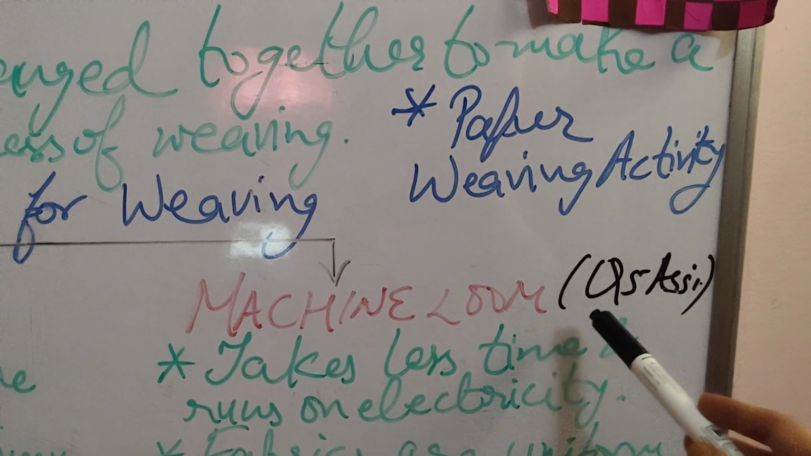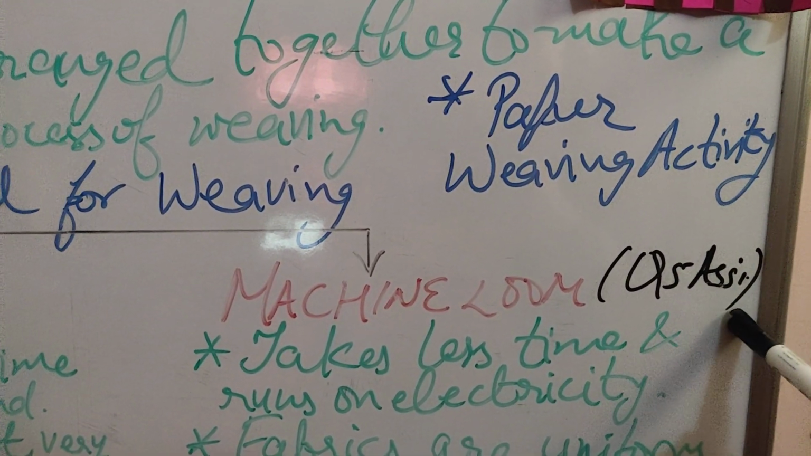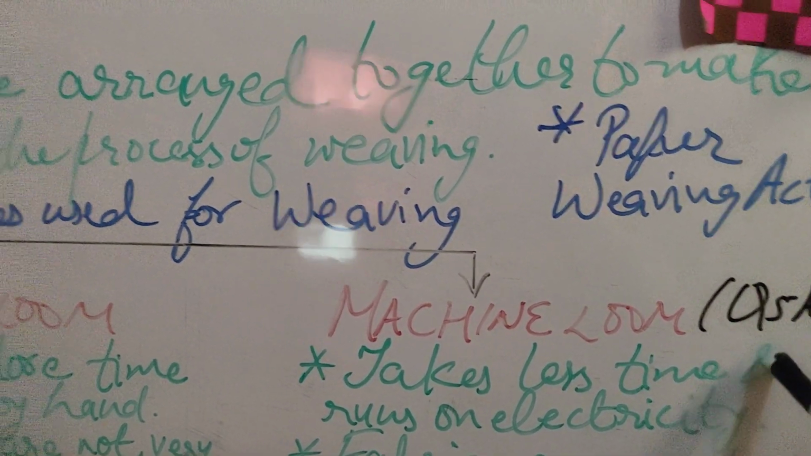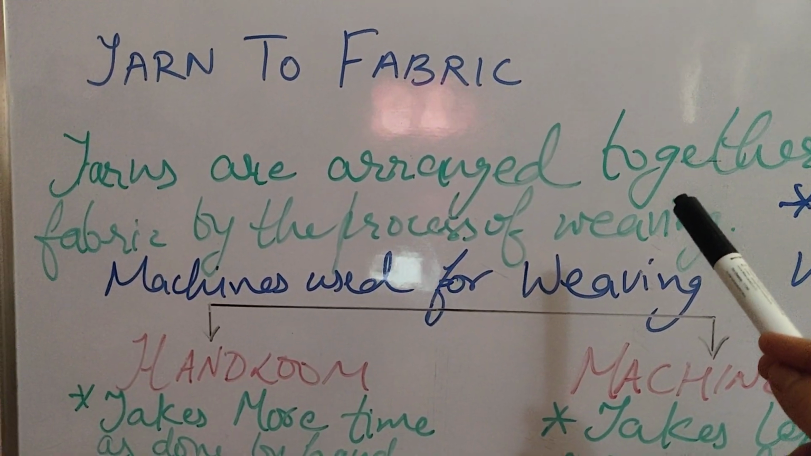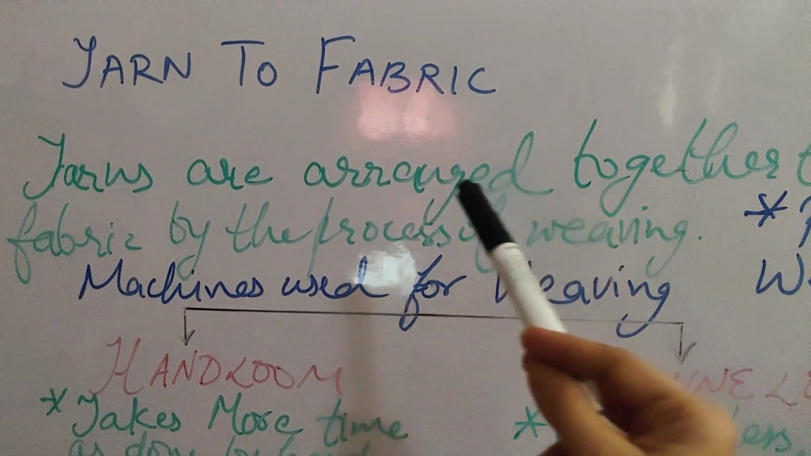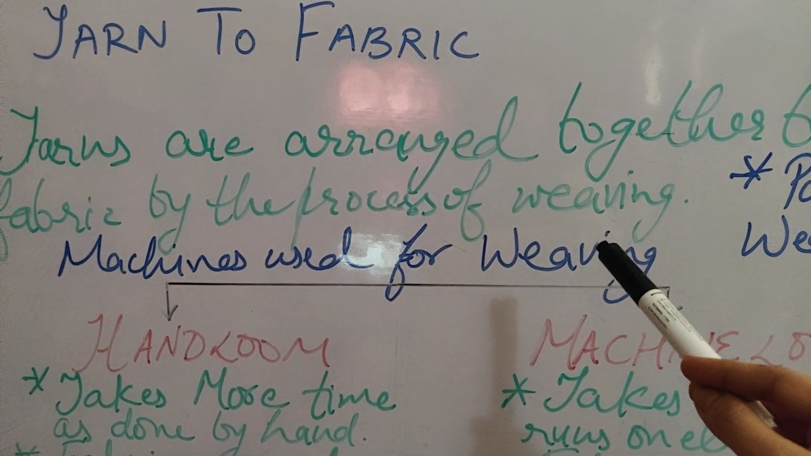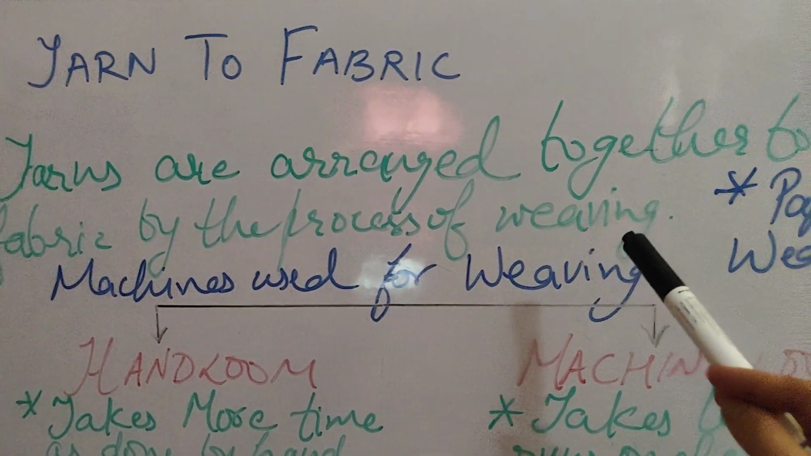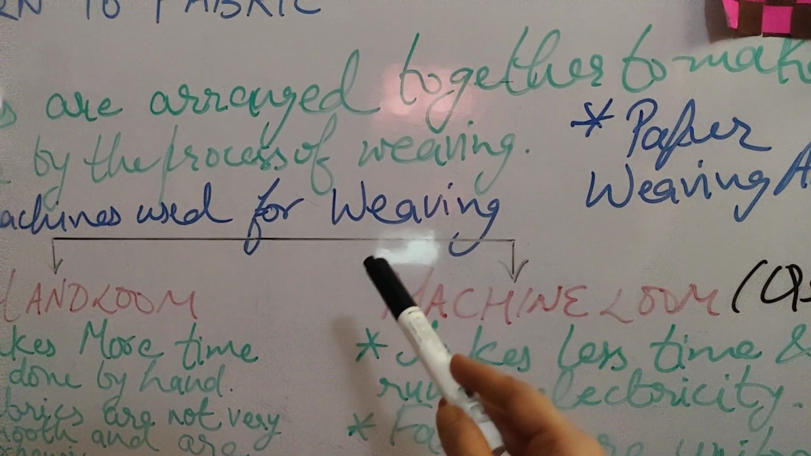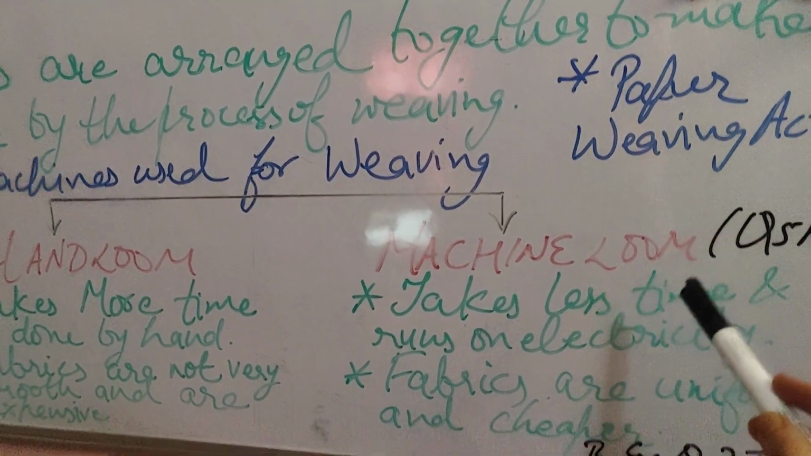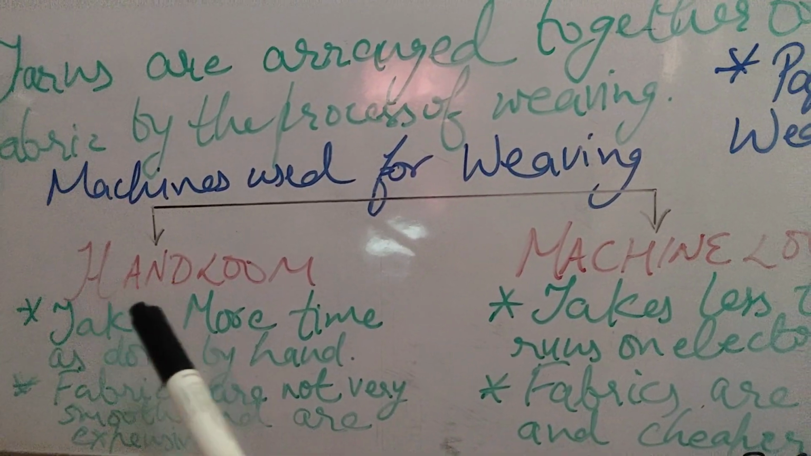While question number 5 of the assignment is asking what is meant by spinning. So spinning you have studied already. Okay. It is asking what is meant by weaving. And then it's asking you how weaving by machine loom is advantageous over weaving by hand loom.